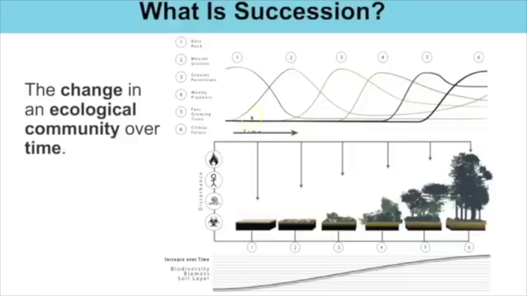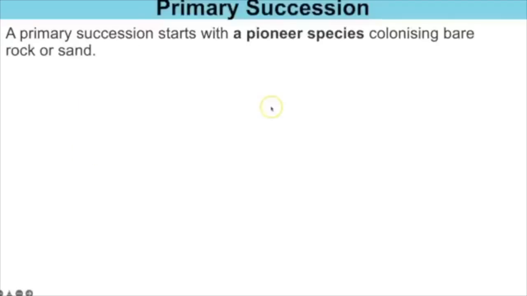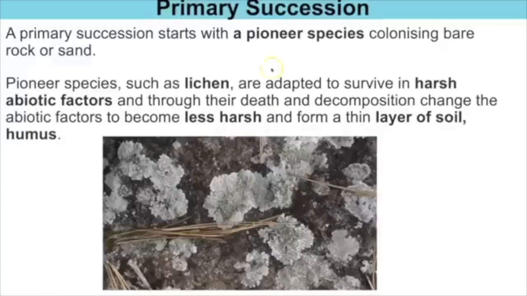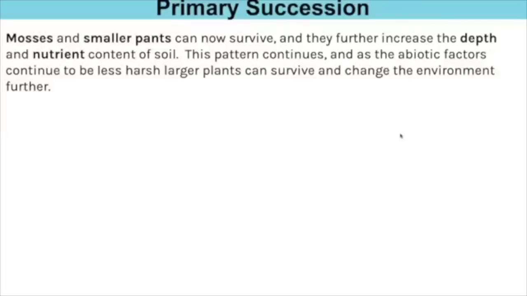So next we have a look at succession, which is the change in an ecological community over time. A primary succession starts with a pioneer species colonising bare rock or sand. And the pioneer species, such as lichen, are adapted to survive in harsh abiotic factors. And through their death and decomposition, they change the abiotic factors to become less harsh, and this forms a thin layer of soil, which we call humus.